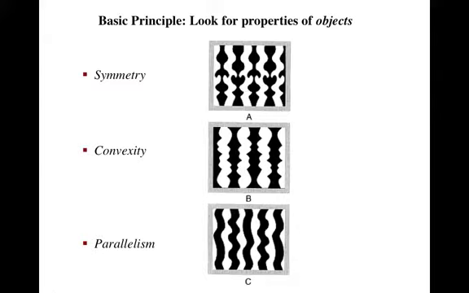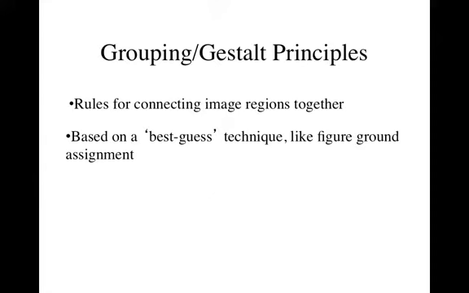So the point is that the brain is making an inference based on symmetry here that probably works in many cases. It's probably the right thing to do in terms of figuring out which one's object and which one's background. We also talked about grouping and Gestalt principles, which are rules for connecting image regions together.